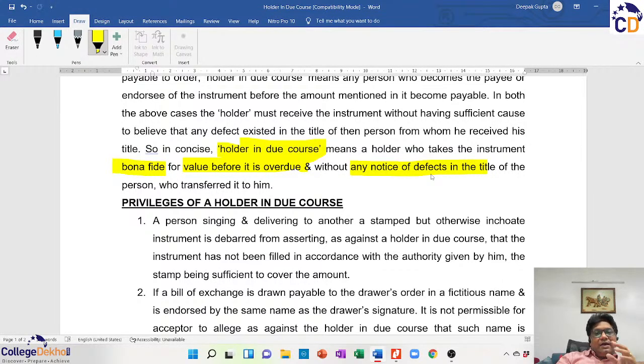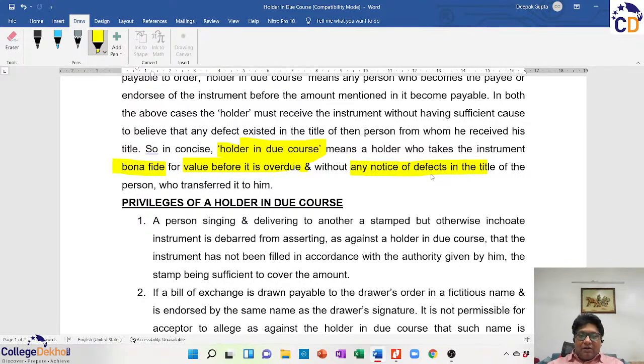So if we compare the holder in due course with the characteristics of a negotiable instrument, अगर आप दोनों को कंपेयर करेंगे तो नेगोशिएबल इंस्ट्रूमेंट्स के ये तीन कैरेक्टरिस्टिक्स थे, गुड टाइटल, कंसिडरेशन और ट्रांसफरेबिलिटी. उन तीनों कैरेक्टरिस्टिक्स को ही होल्डर इन ड्यू कोर्स में एंडोर्स कर दिया गया है, प्रूव कर दिया गया है, that you should become a holder for a valid consideration bona fide.